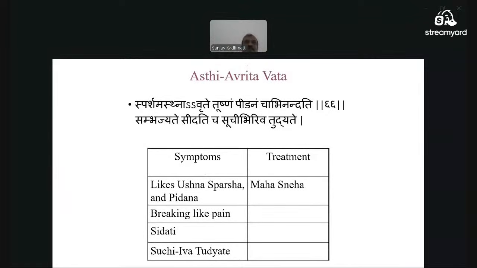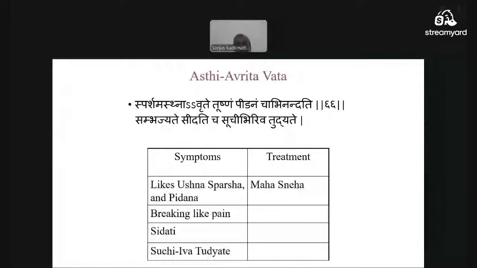How to understand this is also a very big question. The balanced ratio of Asti and Vayu is Ashraya Ashraya Bhava. If more Vata is collected and Asti is doing Avarana, then there will be Sparsham Asnavrutte Tushnam Pedanam. The patient desires that he should be touched by something warm. That means Swedana is necessary. Pedana, a comfortable pressure massage, is needed.